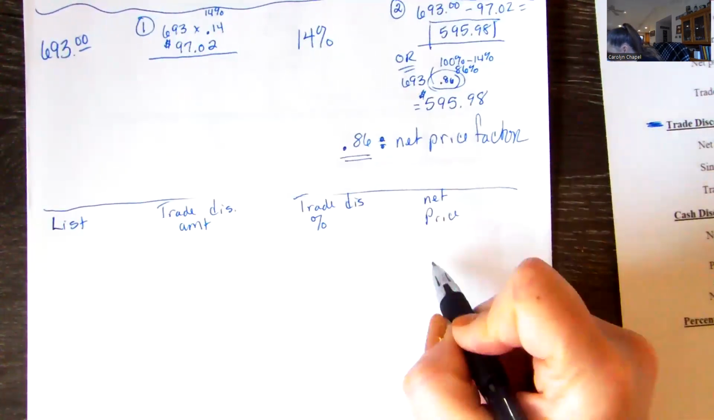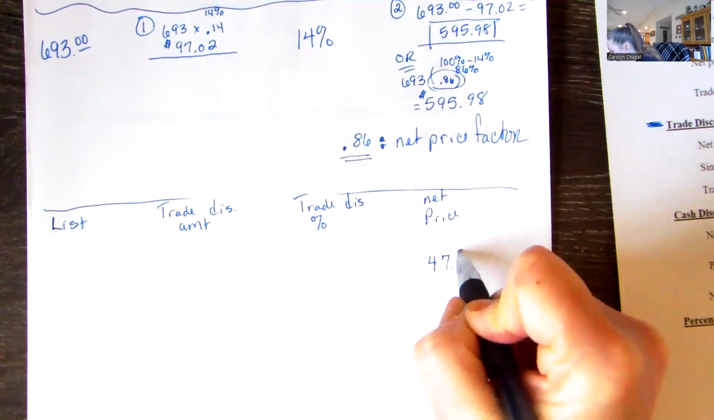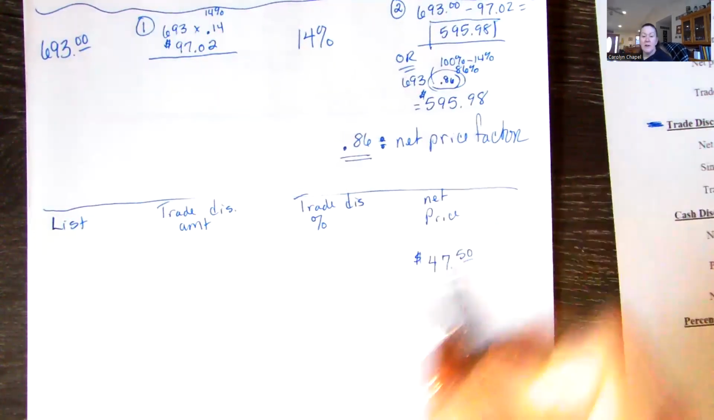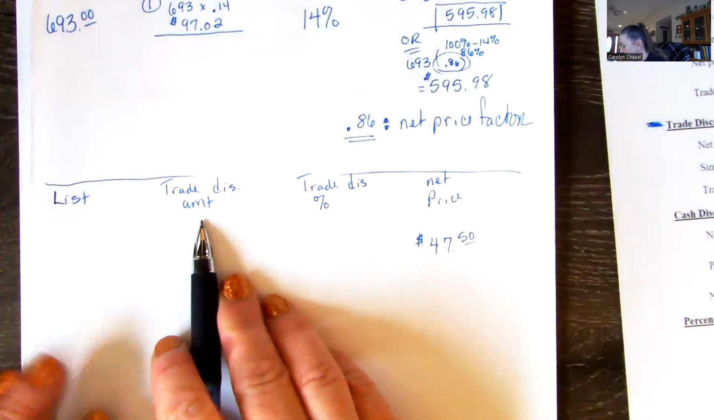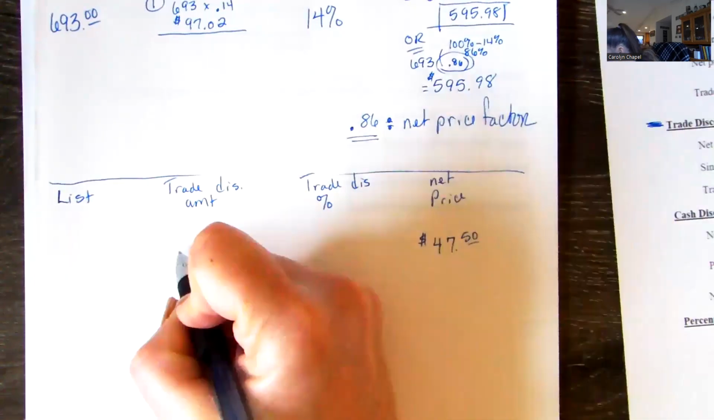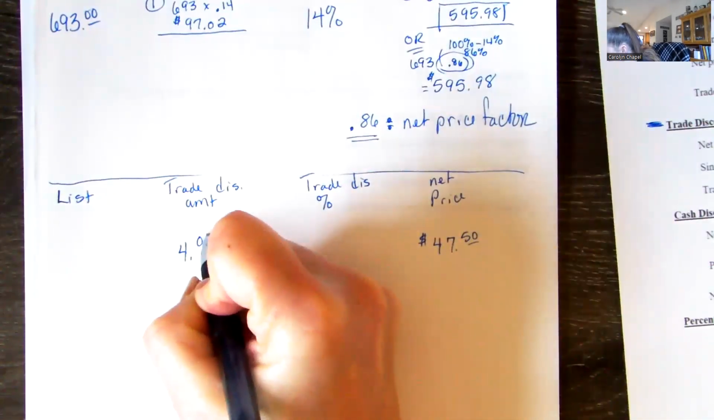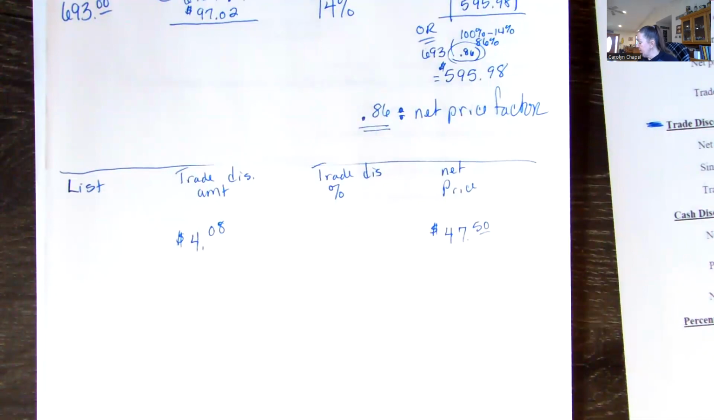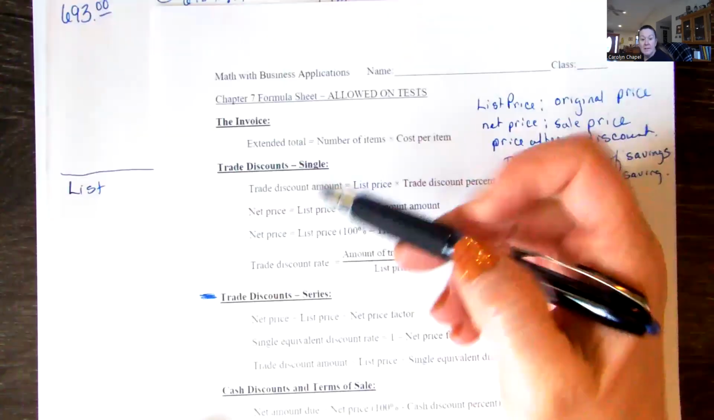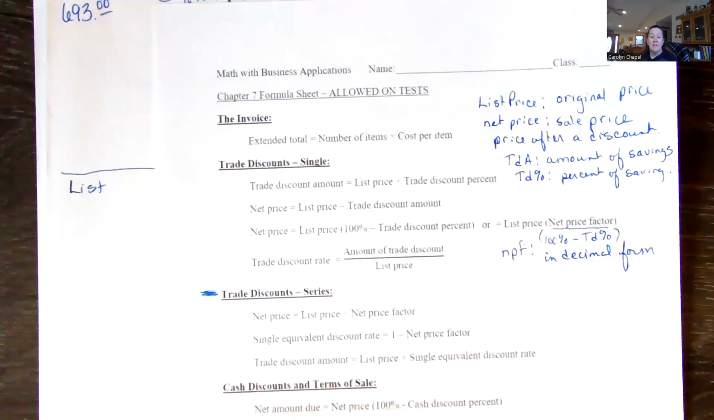So let's see if I have a net price of $47.50. I know I use that number up above, but try not to get them confused. And let's say that I've given you the trade discount amount. So let's say that that was $4.08. Okay. You might say, I don't have formulas for my list price. I don't have formulas to go back, but yet you do. You have to remember we have learned a little bit of algebra, so sometimes we may have to rearrange some of these formulas to get what we need.